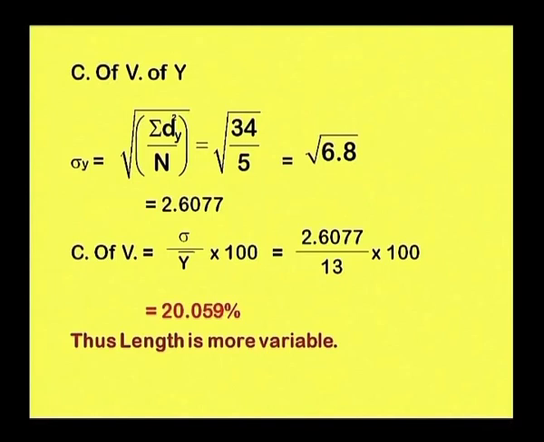2.6077. Now, what is the coefficient of variation? We have to divide the standard deviation by the actual mean of y and multiply by 100. In this way, we calculate 2.6077 divided by 13 and multiplied by 100, which gives 20.059. So, we can say that length is more variable as compared to the weight.